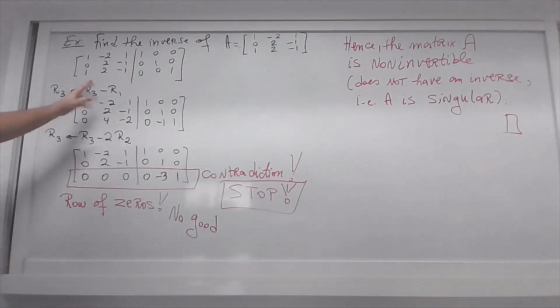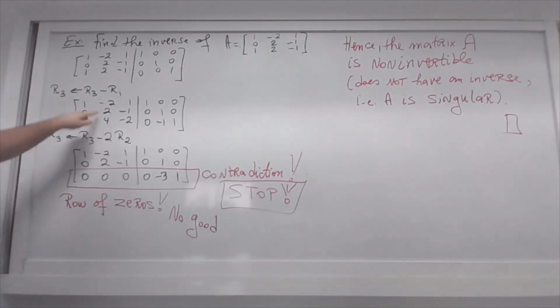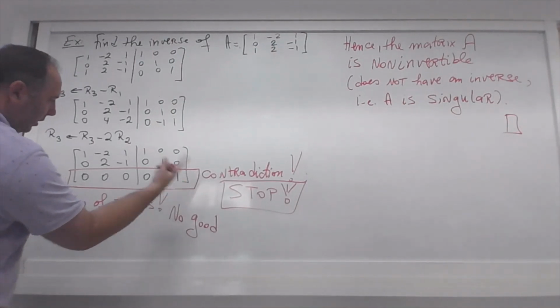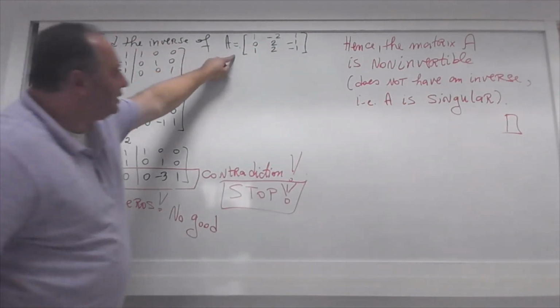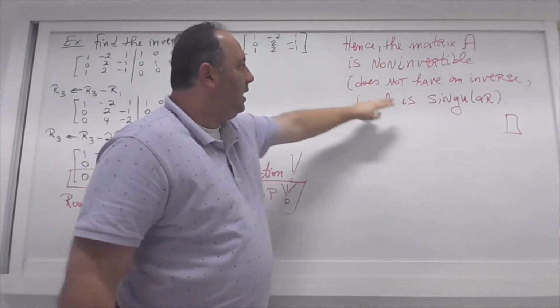I could divide by 2, but I'm lazy yet. I can kill this guy easily. So row 3 replaced by row 3 minus 2 times row 2. Row of zeros. On the other side, I have some numbers anyways. Row of zeros, I need to stop. There will be a contradiction. There's nothing I can do. My original matrix A does not have an inverse, so it's not invertible, and it's singular.